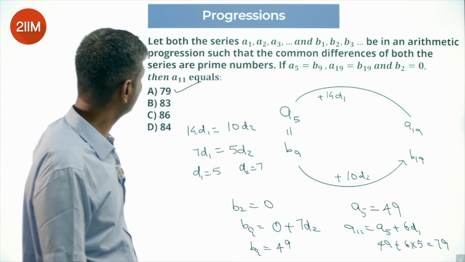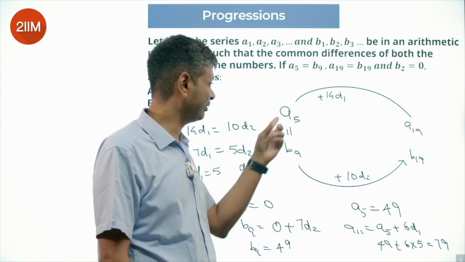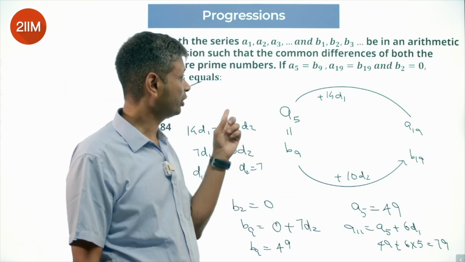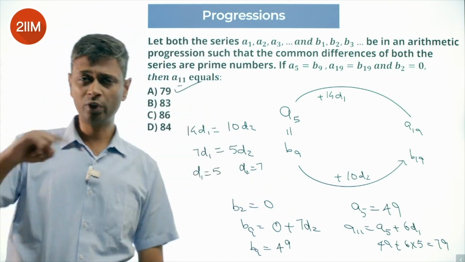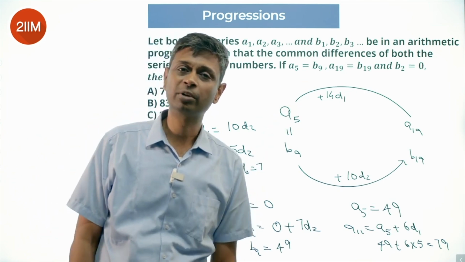We know B2 is 0. We can find B9, 49. That is nothing but A5. This is 49. This is 49. To get to A11, to 49 we add 6 times the common difference of this. 6 into 5, 30. 30 plus 49, 79.